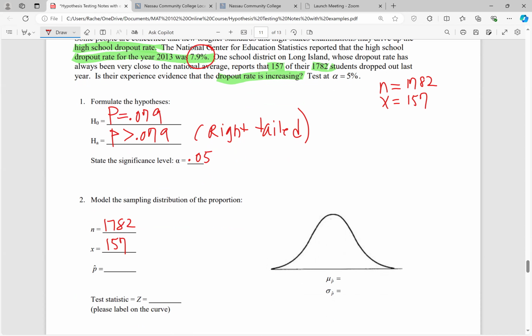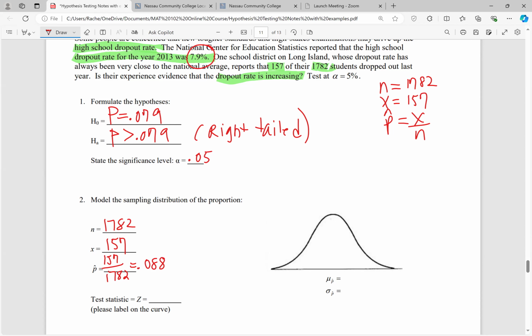So why don't we calculate the sample proportion p hat? So what percent of our sample dropped out? So let's calculate p hat. And remember, p hat is equal to x over n. So p hat in this case is going to be 157 divided by 1782. So let's plug that in the calculator. So take 157 divided by 1782. Let's go 3 places. So we get about 0.088, which is like 8.8%.